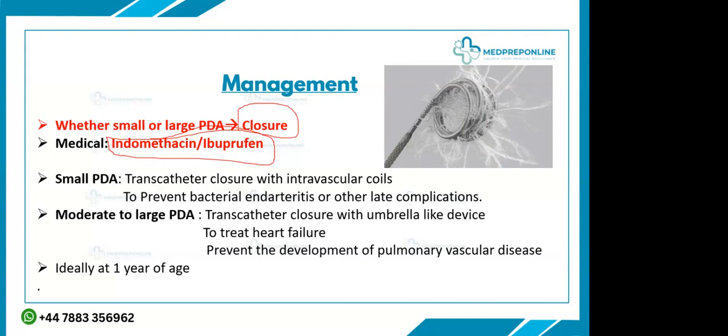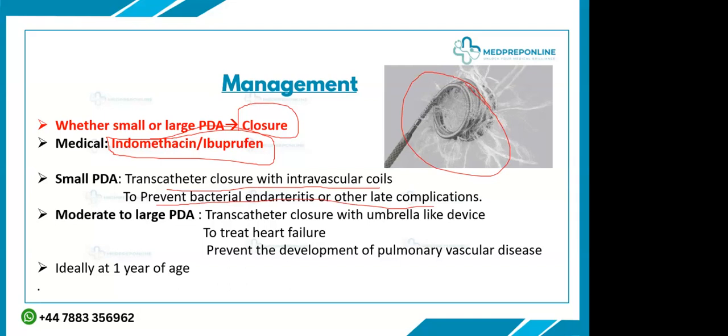It is only 10% who are going to respond to the indomethacin and ibuprofen, and you have to close it through the transcatheter closure with intravascular coils. This is a coil which I have shown you here. You have to close it to prevent bacterial endarteritis or other late complications. What are the other late complications?